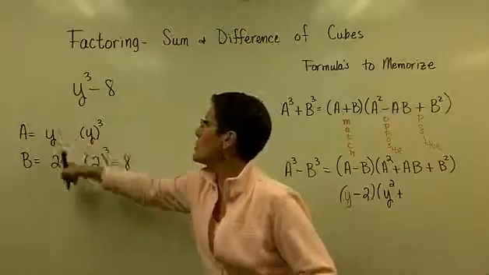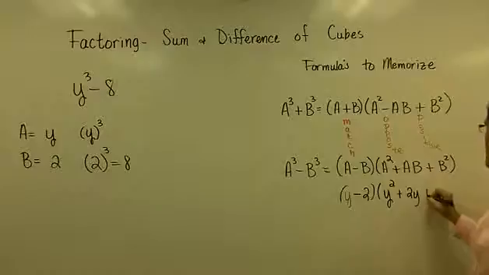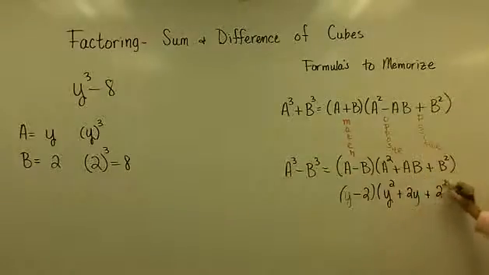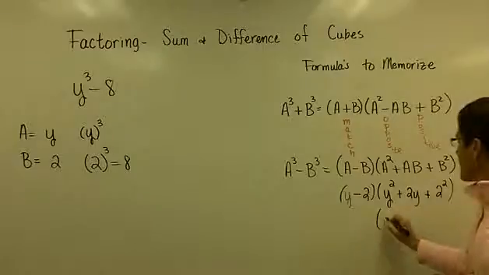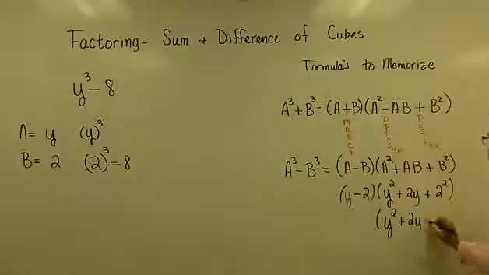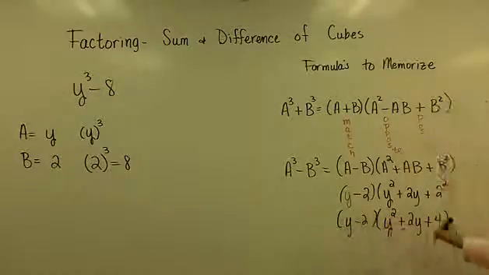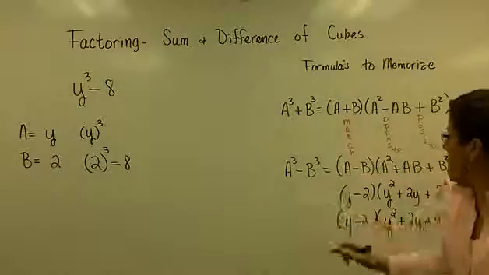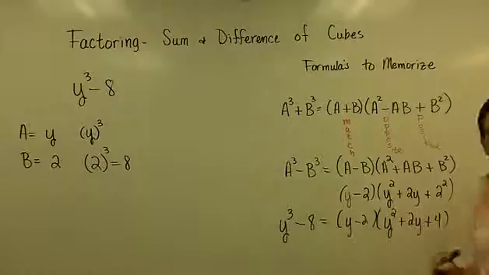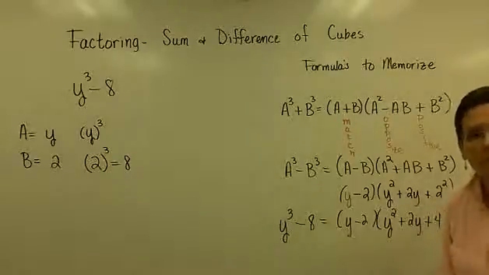And now I want a times b. So y times 2. Or how about 2 times y? And then I want my b value over there. My b value is 2. And 2 squared is the number 4. So finally, the factored form of this, it was a difference of cubes, is y minus 2 times y squared plus 2y plus 4. There's the factored form of y cubed minus 8, because it was the difference of cubes. Let's stop. We'll get a little bit more challenging ones in the next video clip.